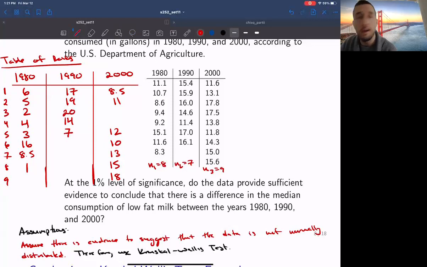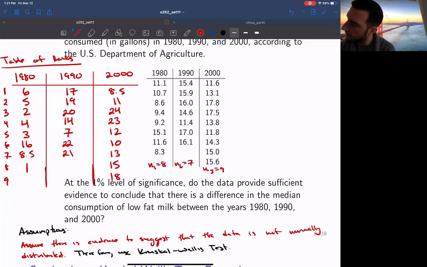Rank 21 is the seventh observation from 1990. Rank 22 is the sixth observation from 1990. Rank 23 is the fourth from 2000, and rank 24 is the third from 2000.